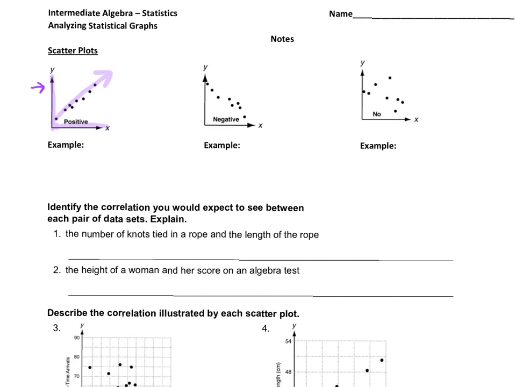Underneath it says example. What this means is give me an example of an event that has a positive correlation. So one example would be the more hours you study, the higher your test score will be. So this is an example of positive correlation because as the number of hours of studying increases, the score on your test will go up.